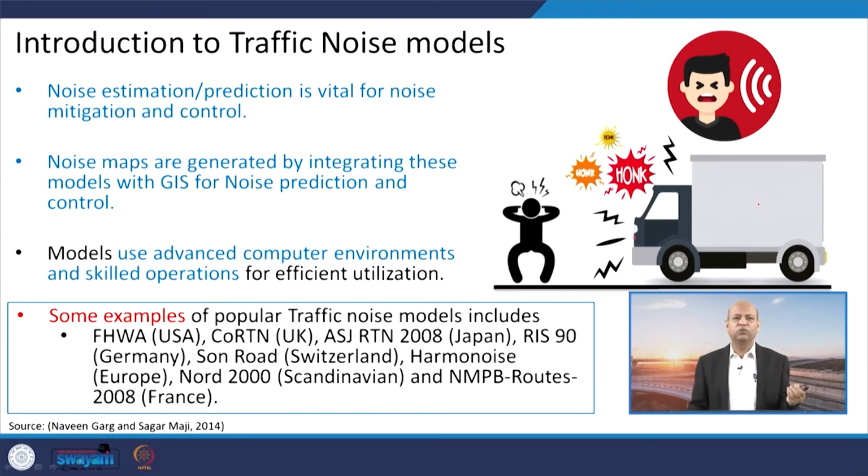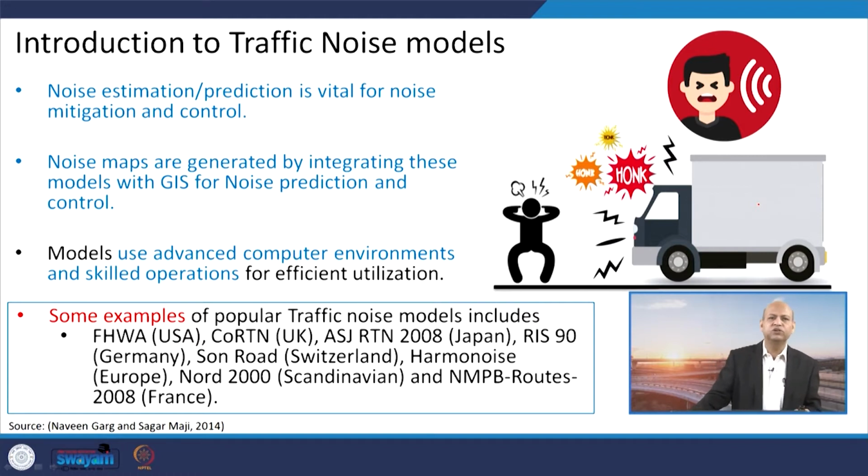But before controlling or mitigation, we should know how much noise is there at a particular place. So, these models help us to estimate or predict the noise because of these vehicular activities. Okay. Then noise maps can be developed, as you might have seen, like grid based emission inventory or air quality dispersion, those kinds of things.